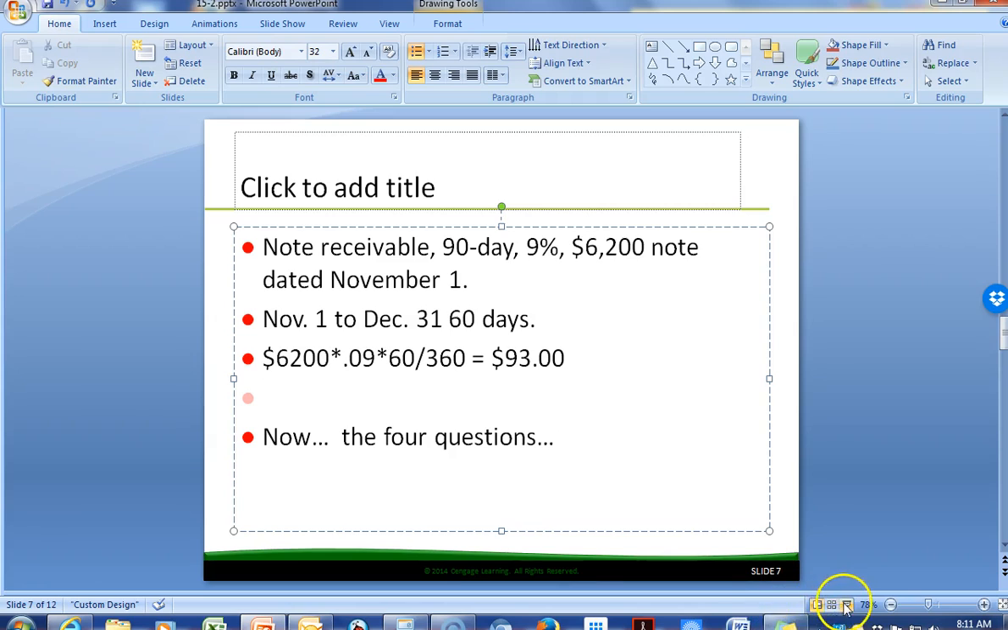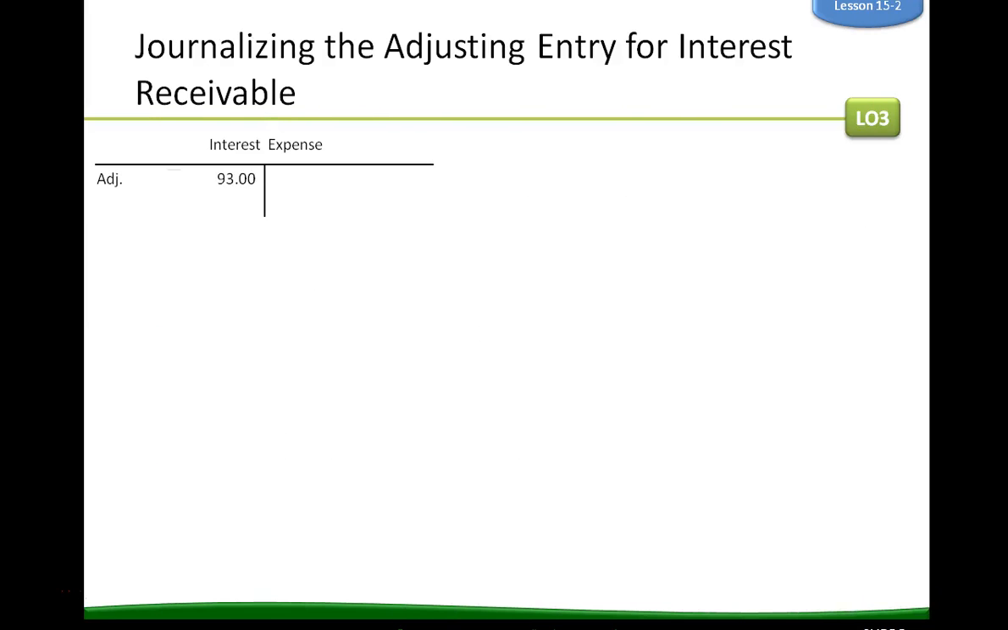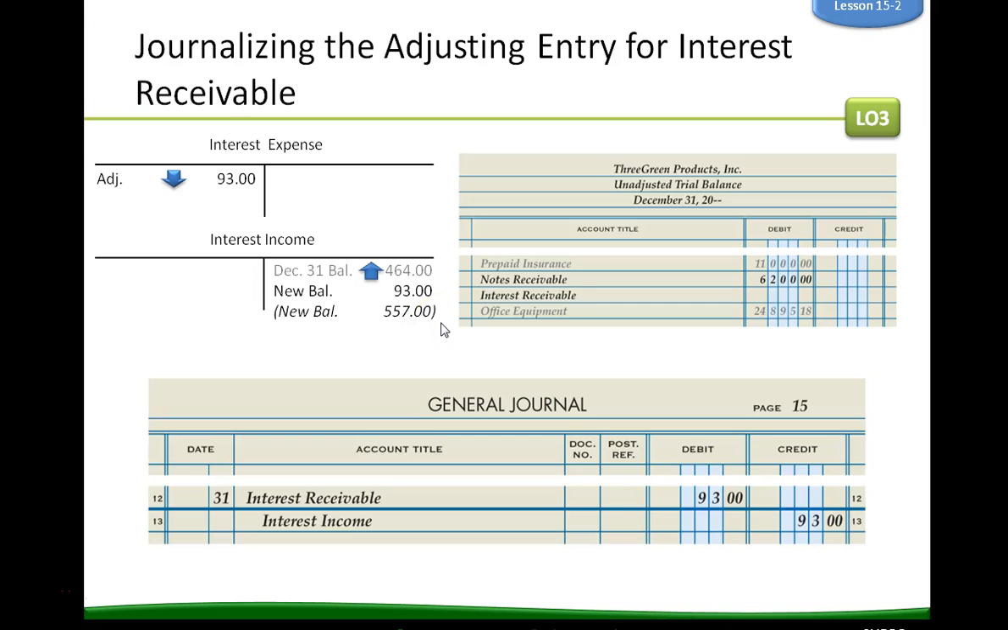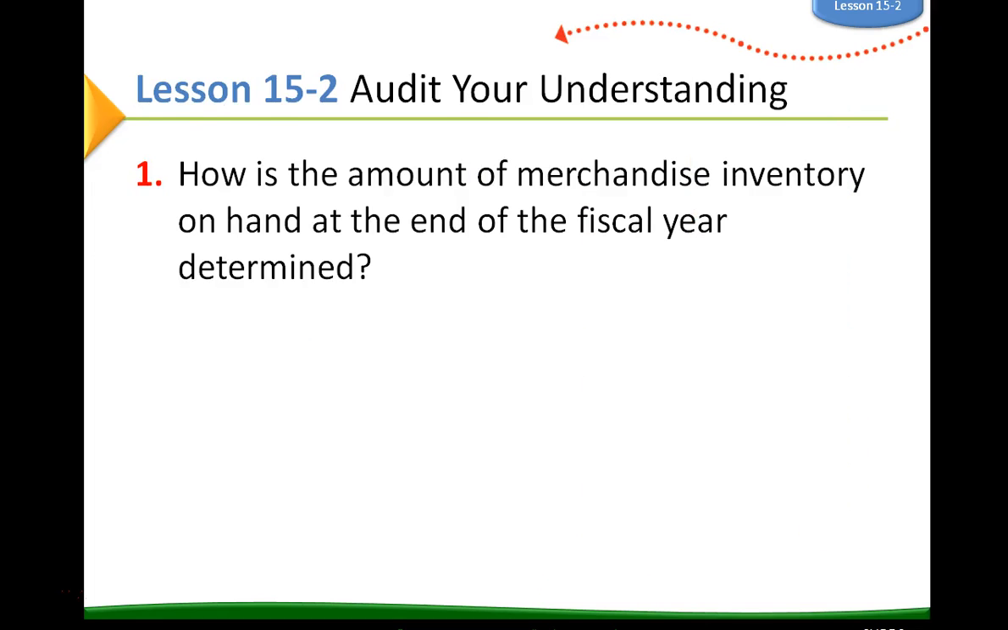Let's go to our slide and see it. Okay, so what we talked about, interest income, gives us a new balance. Notes receivable, $6,200. Interest receivable was 0. We need to actually give us a balance in interest receivable. All right, that is it.